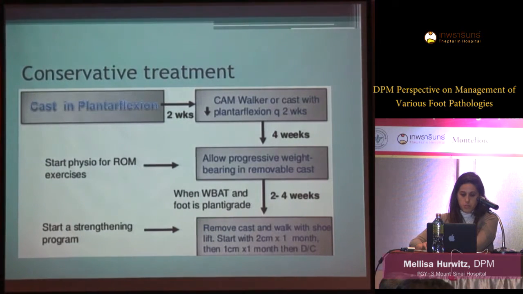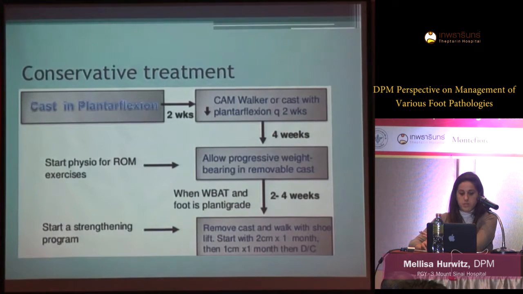Now, it's done all different ways. This is one way that's popular. It's just a schematic of how you could conservatively treat an acute rupture. Start the patient off in a walking cast in plantar flexion so that you don't have any stress to the tendon. After about 2 to 4 weeks, you may want to reduce the amount of equinus in the walking cast, so reduce the amount of plantar flexion as the tendon starts to remodel and repair itself.